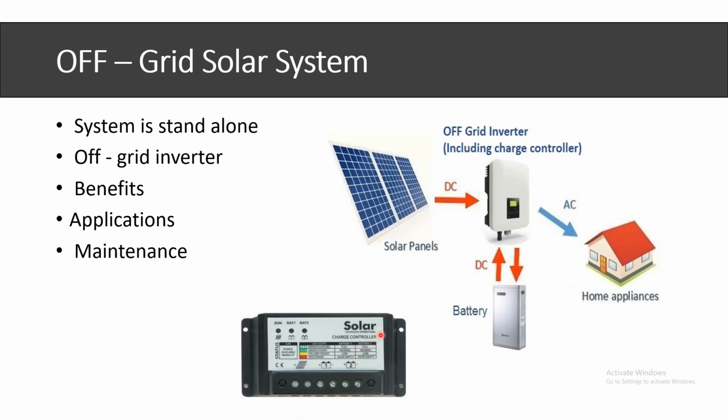Suppose you have the DC load, okay, instead of AC load, you can consider this as DC load. So you don't need an inverter. You can use the charge controller instead of the inverter. So basically this saves a lot of cost, because the cost of solar charge controller is almost 7 to 8% to that of the inverter.